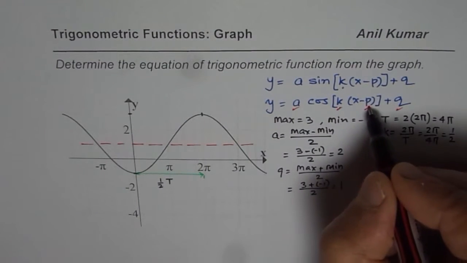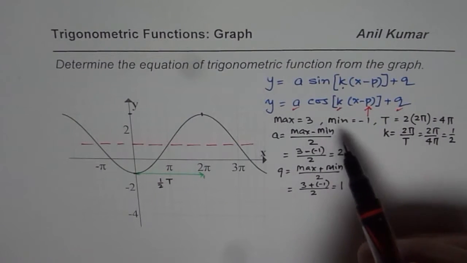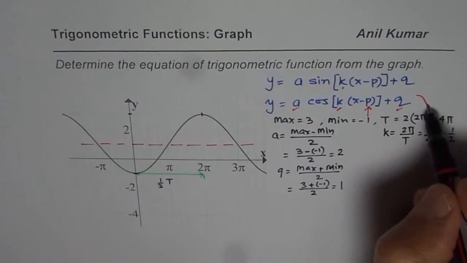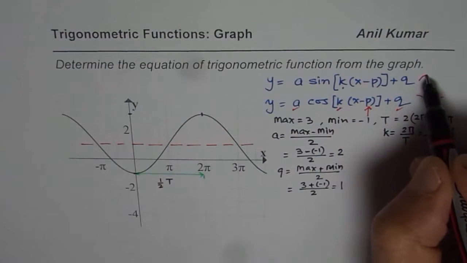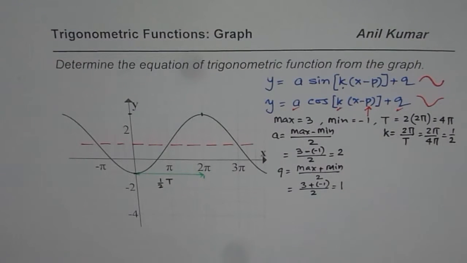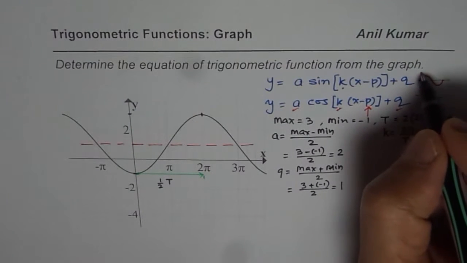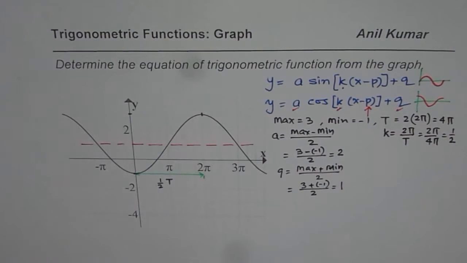What remains is p. Now the value of p is very specific for sine and cosine. When you're looking at a cosine function, it actually starts from a maximum. When you're looking at a sine function, it starts from the axis, the 0 value, correct? Now, let me show you with the help of a coordinate system here. So that is the equation, and this is for cosine.